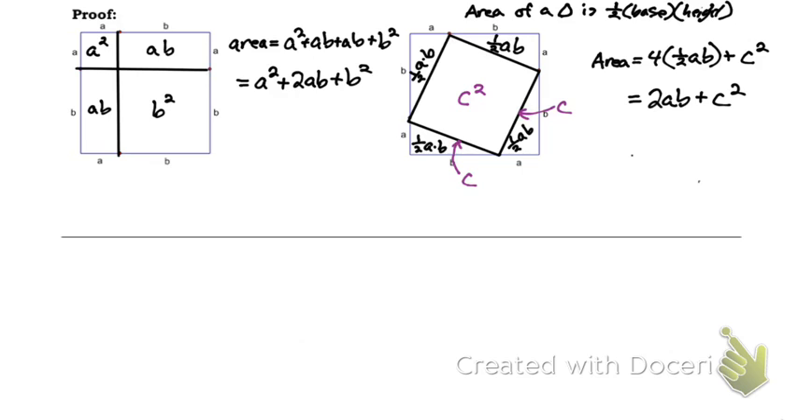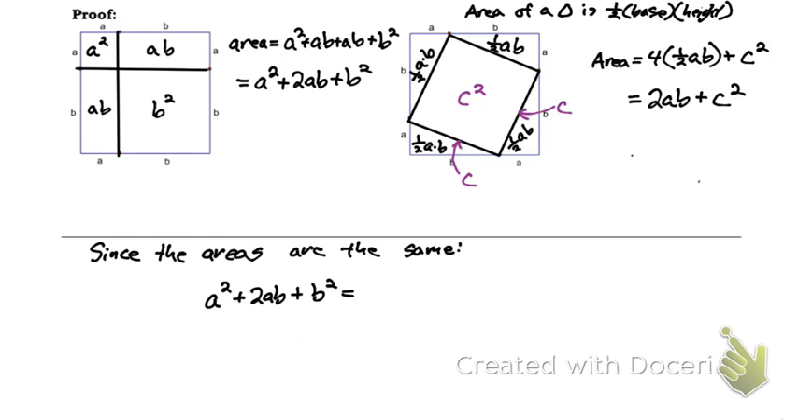But we started off this whole thing saying that this area equals that area. Right? We all agreed that this total area has to equal this area because they're the same shape. So since the areas are the same, we can set the 2 equations equal to each other. A squared plus 2AB plus B squared needs to equal 2AB plus C squared. One area has to equal the other area.